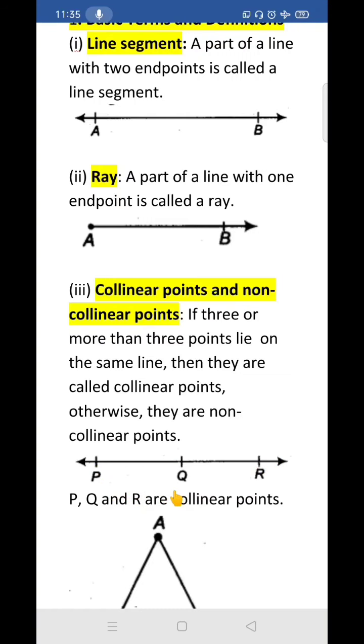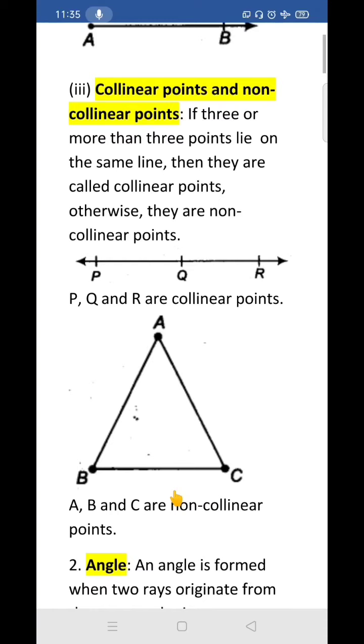Now if you consider this triangle example, A, B and C are non-collinear points because they are not lying on the same line. Collinear means if 3 or more points lie on the same line, then they are called collinear points. If they are not lying on the same line, then they are called non-collinear points.